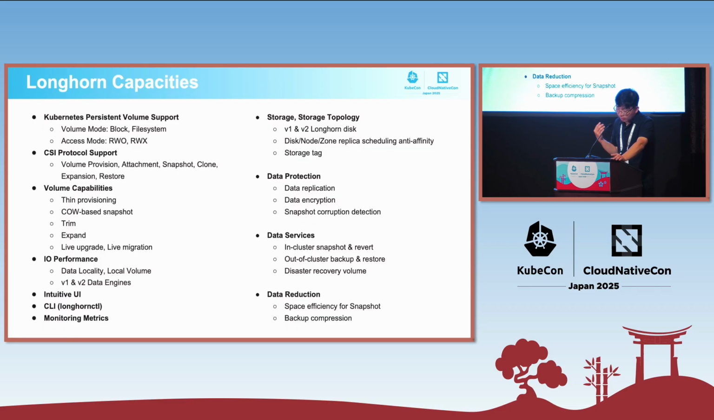We also support data encryption based on Linux kernel dm-crypt. If your volume's replica is somehow broken because of silent corruption in the file system, Longhorn can be aware of the corruption and rebuild the failed replica. For data protection, we support snapshot, backup, restore, and DR volume. We also improve our data reduction as well.